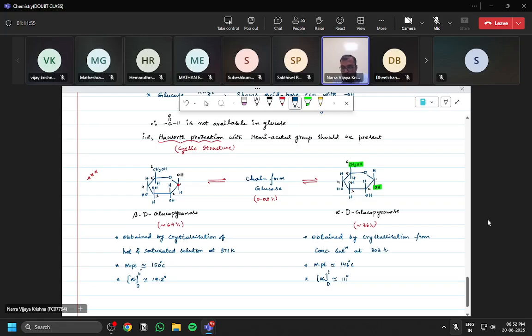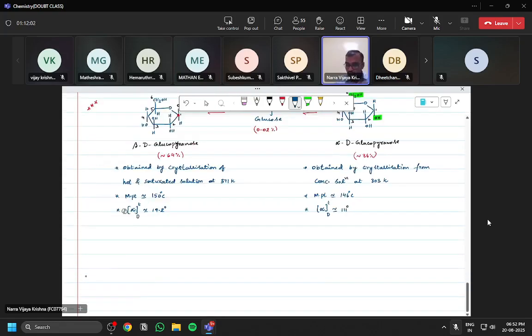No, as both are mutually interconvertible, right? So the net rotation will be 111 degrees into 36%, and this is 19.2 into 64%. Then this value is approximately equal to 52.5 degrees. Right? So that's why when glucose is dissolved in water, that solution has an optical rotation of 52.5 degrees. Right? So I'm writing that point also.